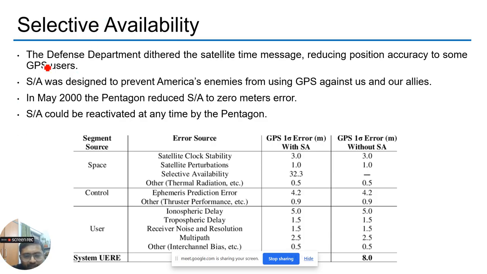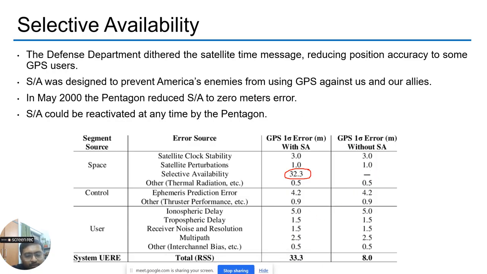Earlier, because of this selective availability, around 30 or 30 plus meters of error was coming, but after its removal it just became zero. If you see the overall error budget of GPS, earlier it was around 33.3 meters if you combine everything, positive and negative errors, and it has reduced to 8 meters nowadays. So this selective availability was introduced by the government to make some noise in your signal so that you cannot get the actual positioning. But they removed it after 2000.